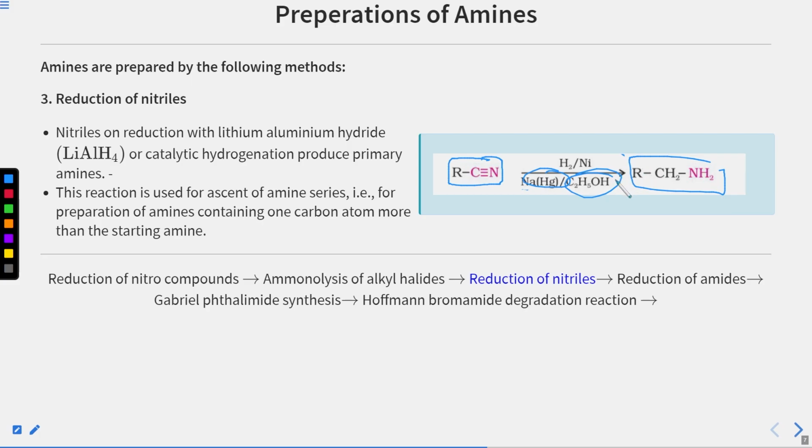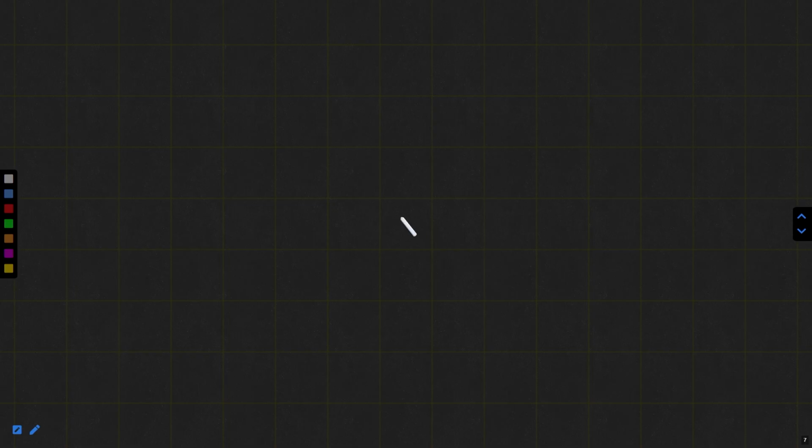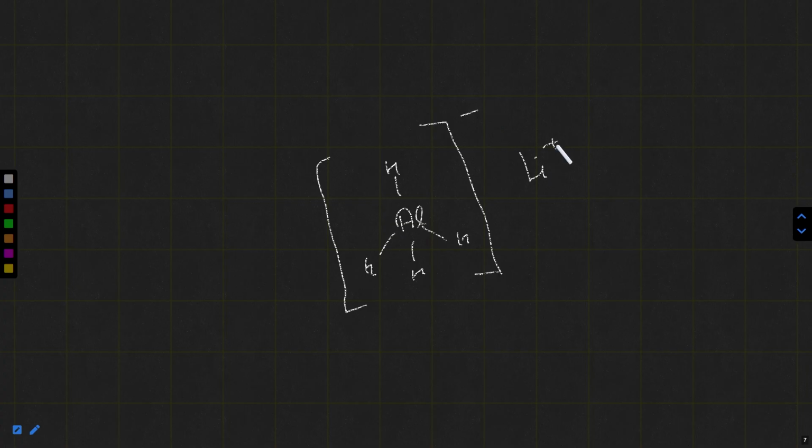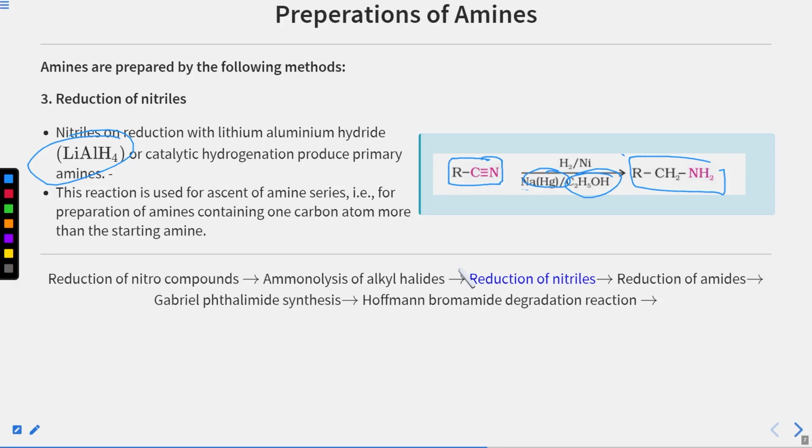But if we take LiAlH4 rather than this catalytic reduction, then what will happen? Think about it. LiAlH4 is a hydride donor. If you look at the structure of this, it looks like this. LiAlH4 has one negative charge on it: an Li plus and an AlH4 minus. Now this H can be donated to groups that are electropositive in nature.